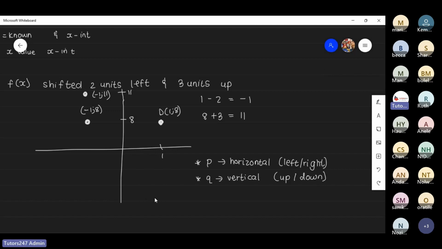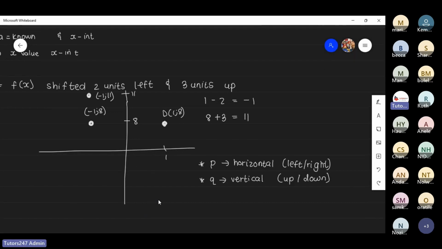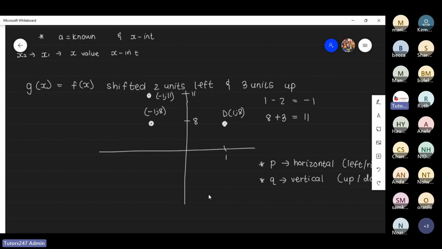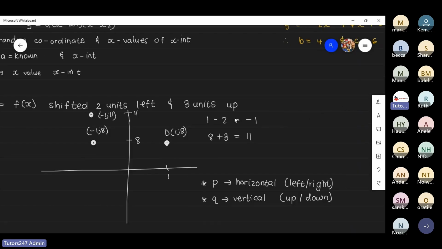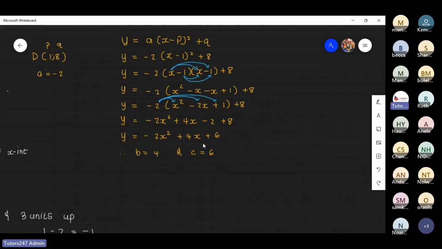Now, let us try and do this within our function. So whenever we try to shift using a function, and this is specific to a parabolic function, we will use our turning point form. Okay, so let's attempt that. So we've previously found our function. Where is that? Okay, here it is. So we found our function over here.